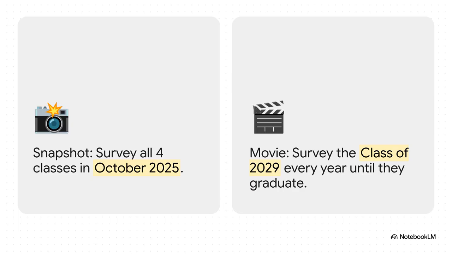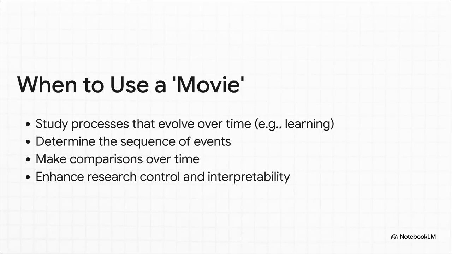Now that is the crucial difference. We're not comparing different people anymore. We are tracking the very same people as they change over time. So when do you absolutely need to film a movie? Well, you need one when you're studying a process that unfolds over time, like how a child learns to read. It's also critical when the order of events really matters. For instance, did a major health diagnosis happen before or after the onset of depression? A movie can tell you that.